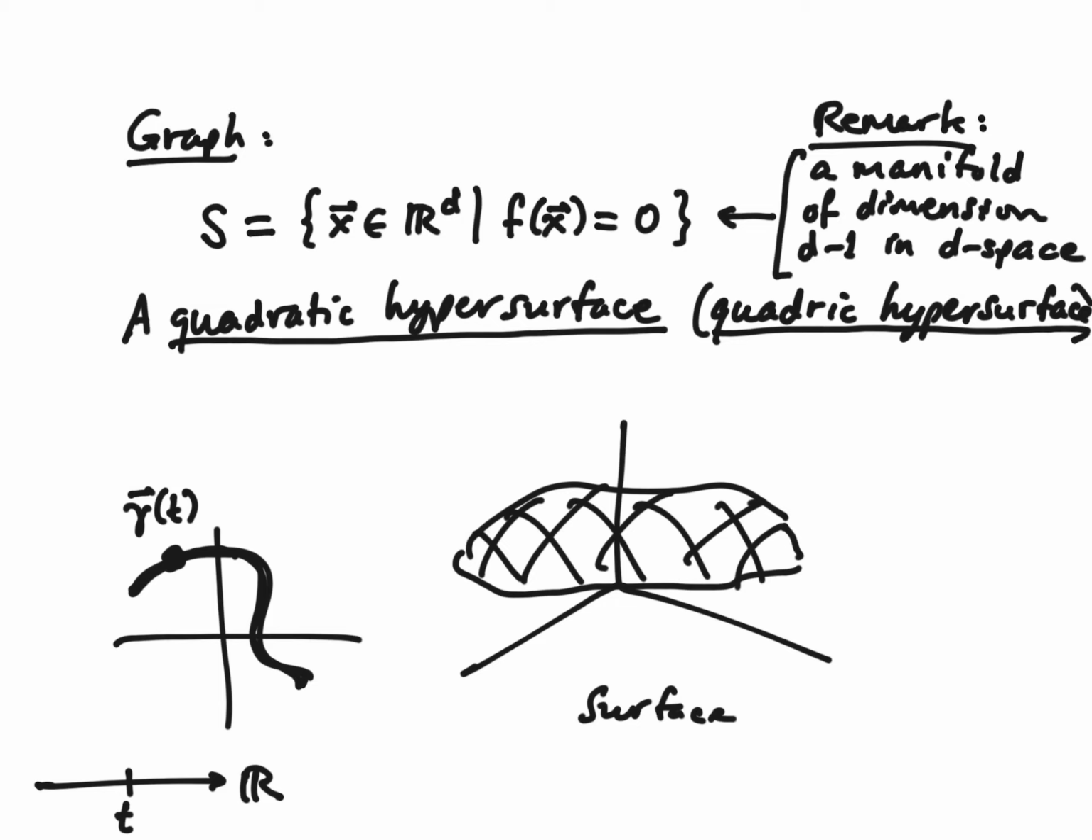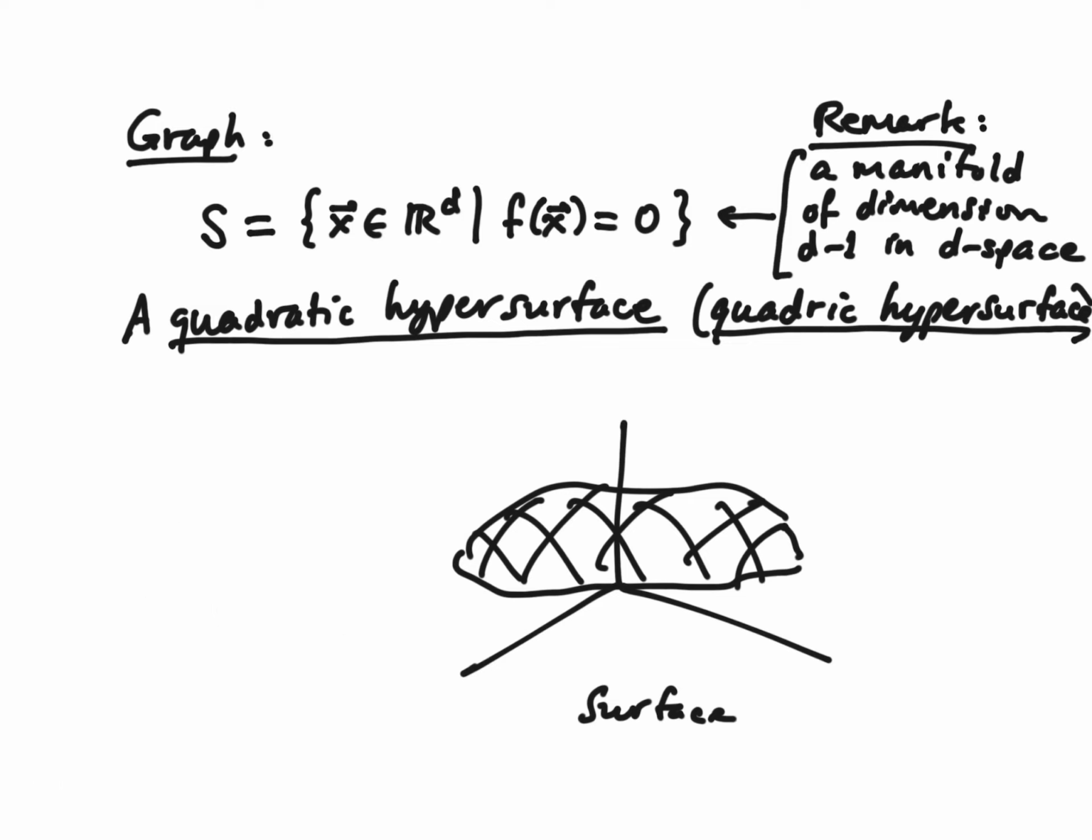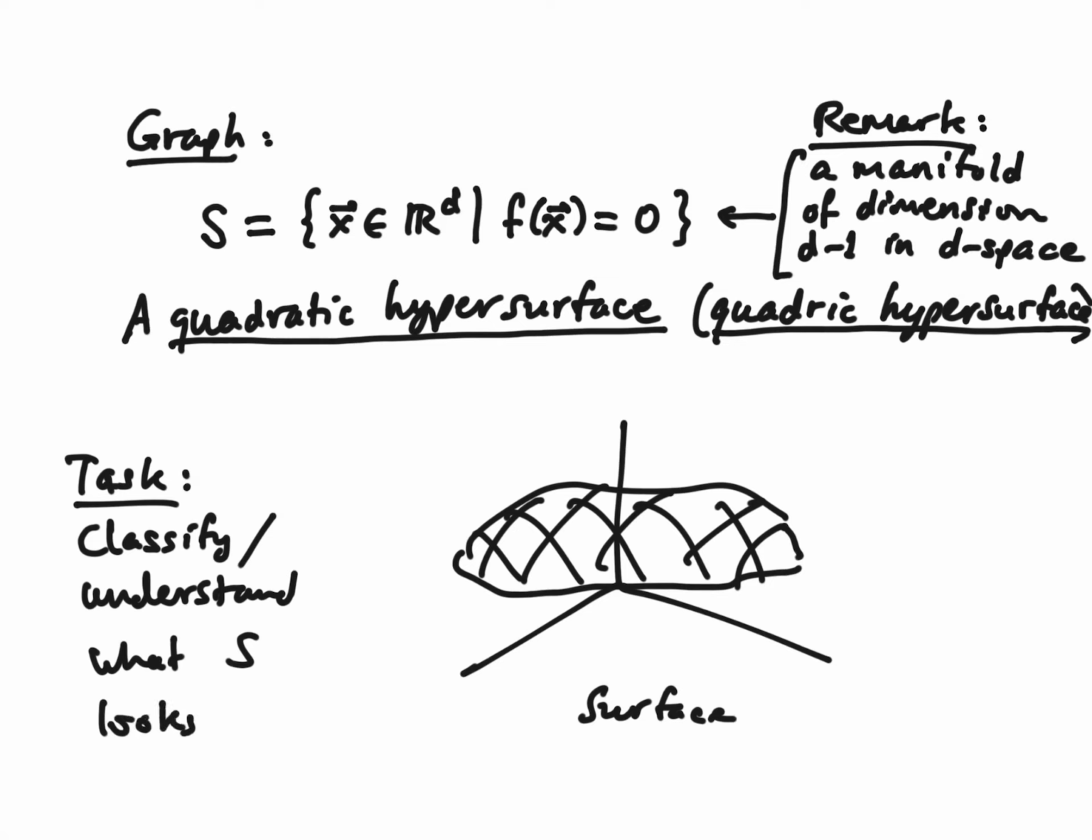All right, so just ignore the hypersurface part. Just think of it as the graph of a quadratic equation. And the task is to classify and try to understand what S looks like geometrically, graphically. So it's a little bit of a vague task, but you'll see when we work out the classification scheme in 2 dimensions and 3 dimensions, you'll see exactly what I mean.